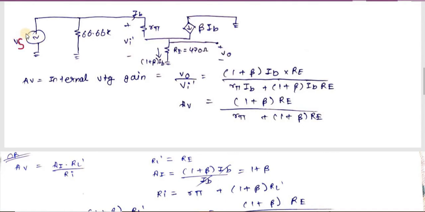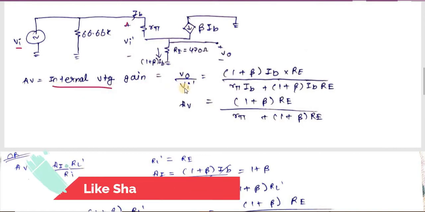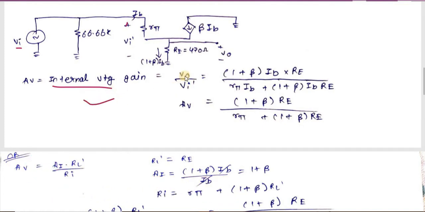Okay, but here the thing is, in place of VS, in the question it is mentioned that our VS is basically VI, so here we are using a different notation, that is VI dash. Okay, so our AV, basically internal voltage gain, will be VO by VI dash. Okay, in the previous video we have seen the two ways to find our AV, that is by VO by VI dash, or with this formula, that is AI into RL dash by Ri. Okay, in this video also we are going to see both ways.